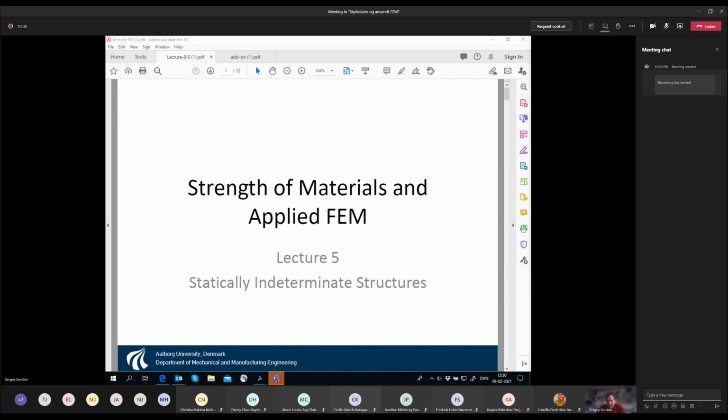So in the afternoon, it's another story, and the story is called statically indeterminate structures. And this is something which is, of course, very practical, and actually it's not that difficult. So I'll just try to explain just a few concepts.